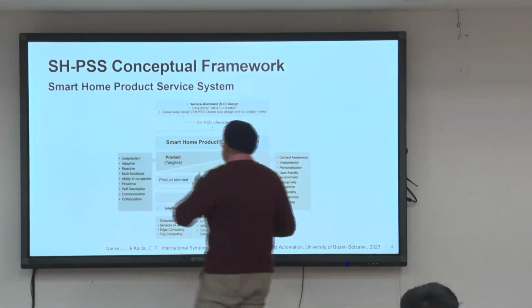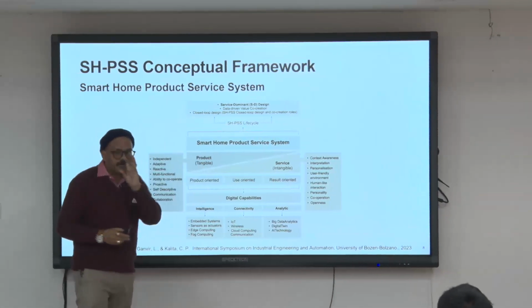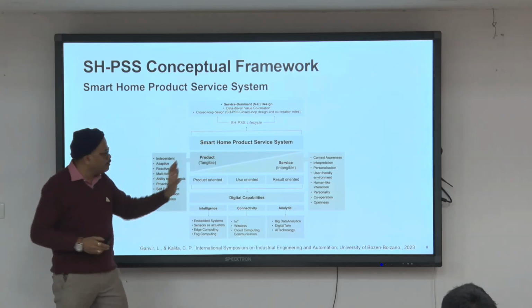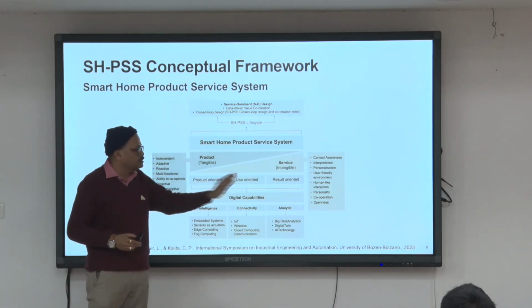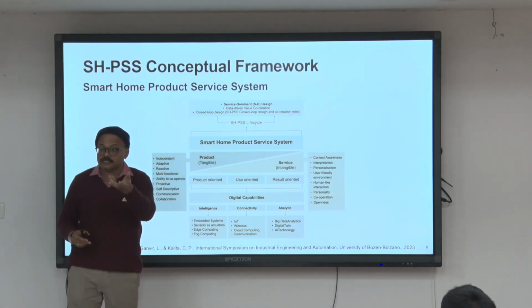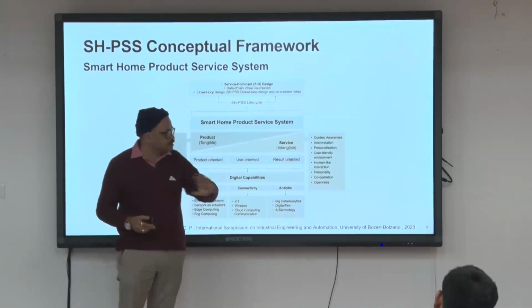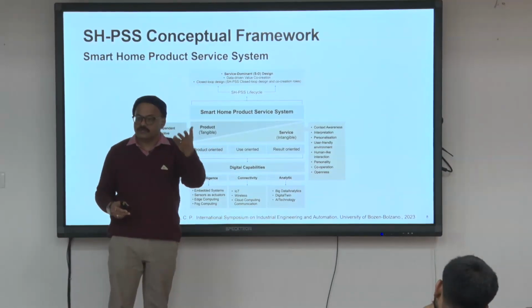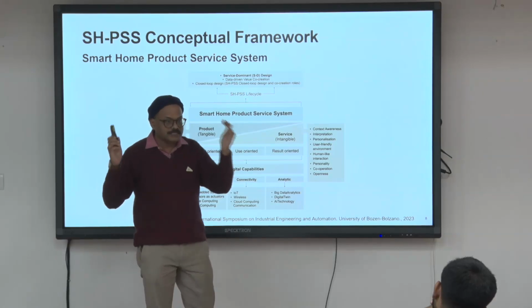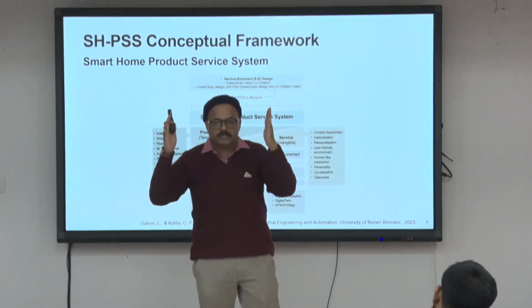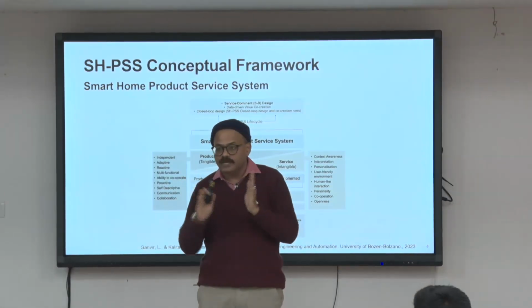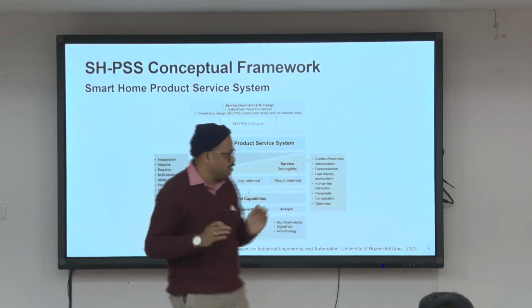So whenever you talk about product, your orientation is the product orientation. Whenever you are between product and service, it is basically the use orientation, a mix of the product and service. But when you are talking about pure service, basically you are talking about the result orientation. So whenever you are talking about the product service system, you need to be very clear about these three aspects.